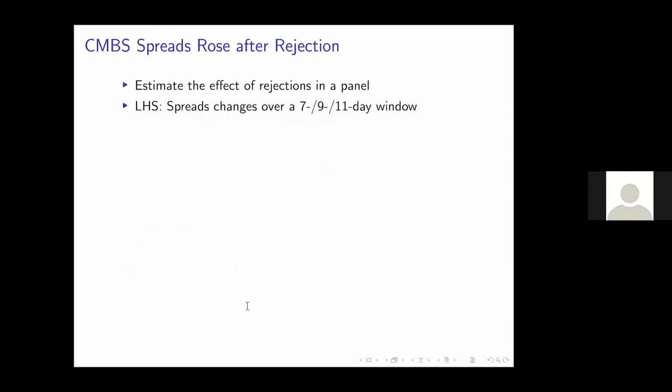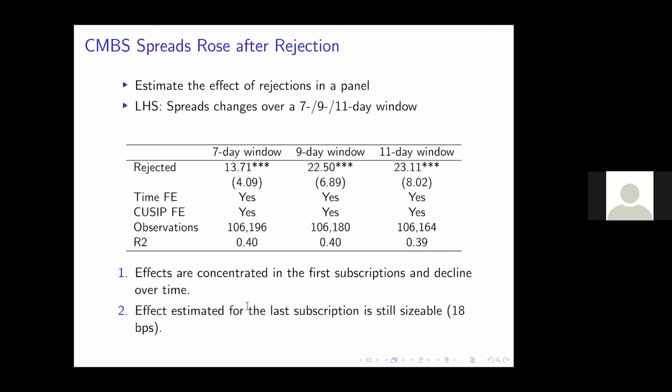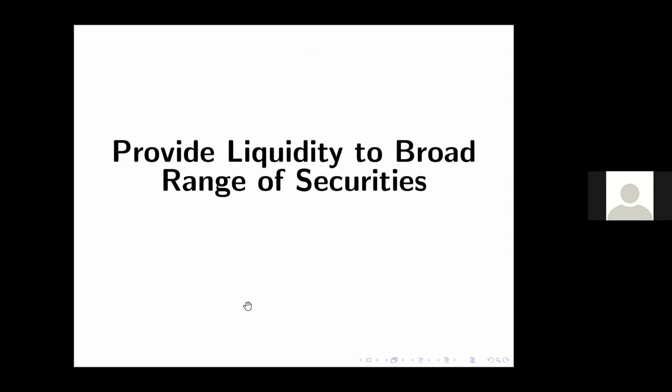If we run a simple regression, we find that rejection was costly. The spreads go up around the rejection. They are first concentrated in the very first subscription, suggesting that there was a huge liquidity effect. So rejected CUSIPs had a much higher liquidity premium. But I also want to point out that the effect in the last subscription was still sizable at 18 basis points, meaning that towards the end, there was more risk taking again. And this is something to keep in mind: when people know it's the last period, they behave accordingly.